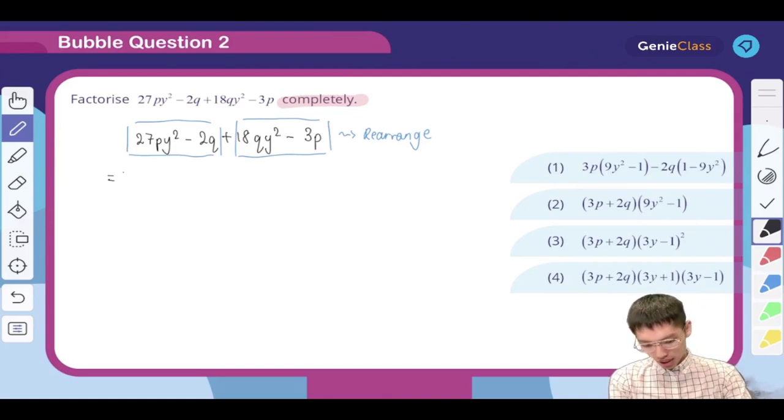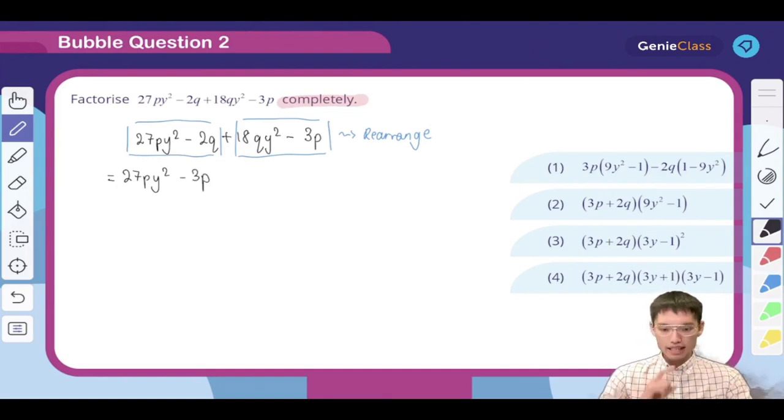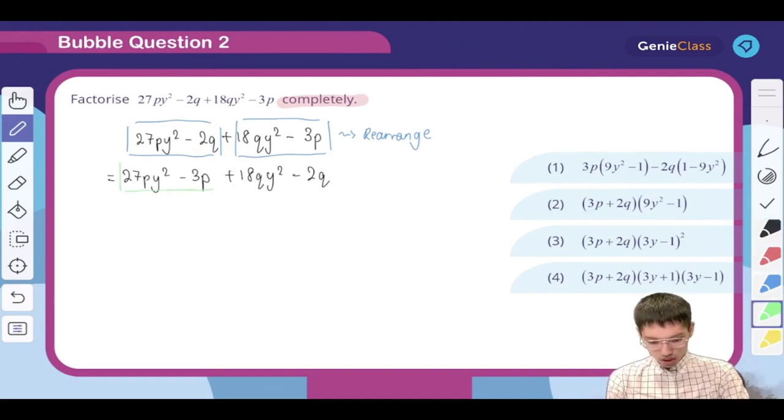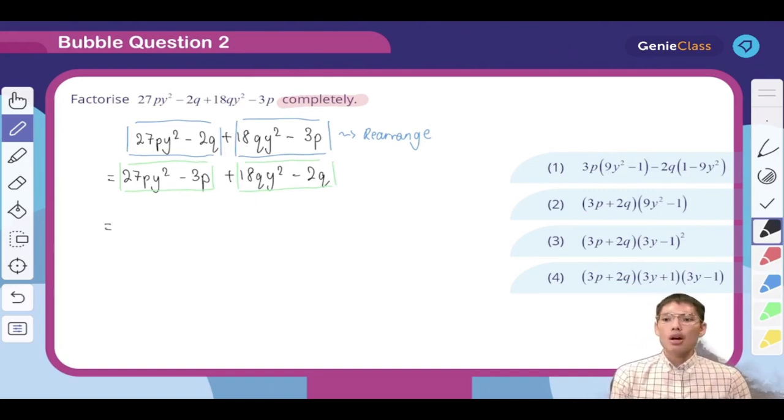So from here you realize, if I rearrange my terms this way, and then my 3p goes this way, minus 3p to be exact, and then I rearrange as such, 18qy squared minus 2q. You realize then, if I look into my two boxes over here, oh, I can actually do my factorization now. So in my first green color box, what is the term that I can use to factorize out? What is that particular term?